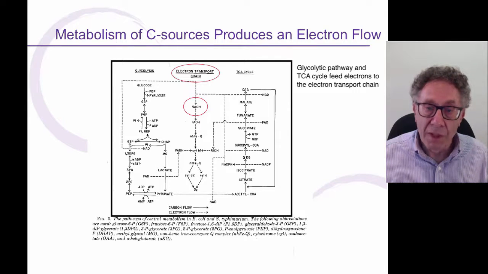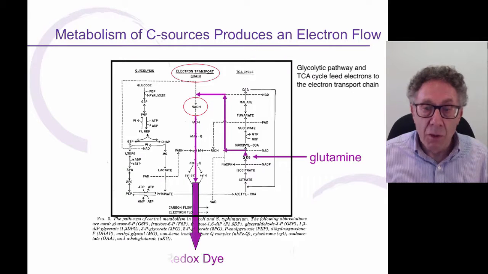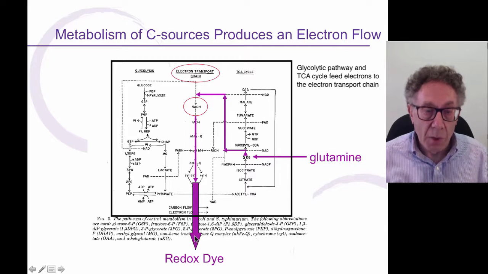So for example, if we feed the cell the amino acid glutamine, first glutamine has to be transported across the membrane to get into the cell. Then it's converted in a few steps to alpha-ketoglutarate. Alpha-ketoglutarate dehydrogenase removes an electron, transfers it onto NAD to make NADH. And then that electron can go down the electron transport chain and onto one of our redox dyes, forming a purple color. So we can make an in vivo measurement of the flux through this pathway by simply feeding the cells glutamine and measuring the rate of purple color formation.